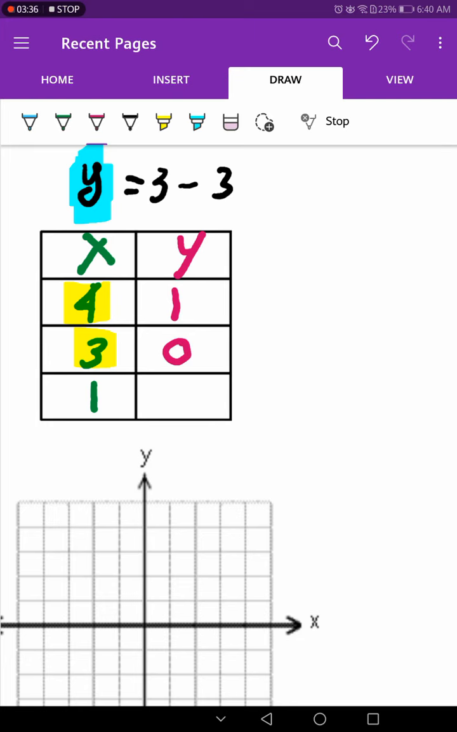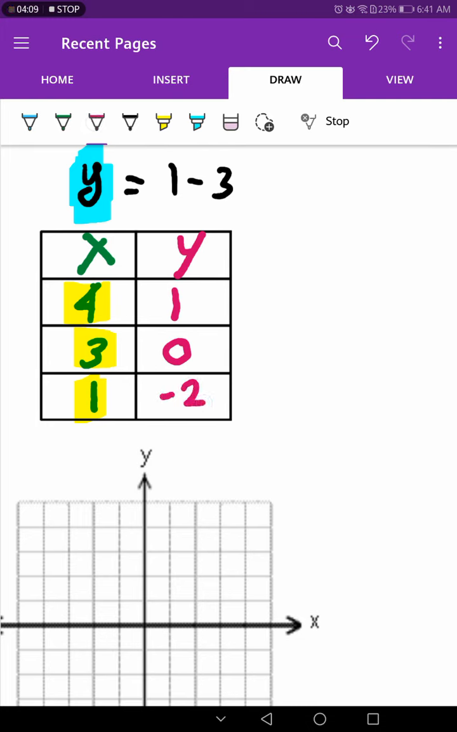Now the x is 1. I will write x minus 3 again to avoid any confusion for you. When x equals 1, you have to put the 1 instead of the x here. It will be 1 minus 3, and 1 minus 3 equals negative 2.